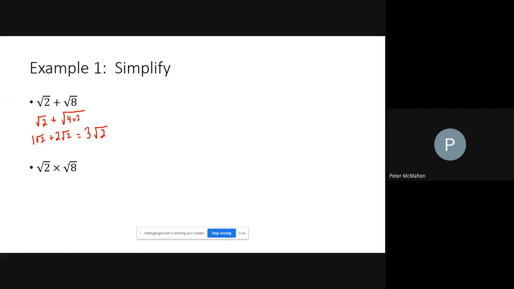But if I have root 2 times root 8, I am allowed to multiply these. Root 2 times root 8 is the same thing as root of 2 times 8, which is root 16, and the square root of 16 is just equal to 4. So when you're multiplying, you can multiply them like this. When you're adding, you have to simplify first and then add or subtract like radicals.